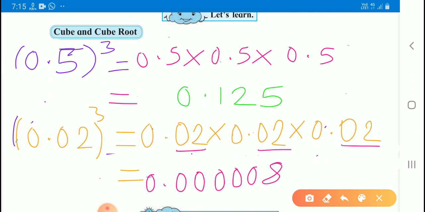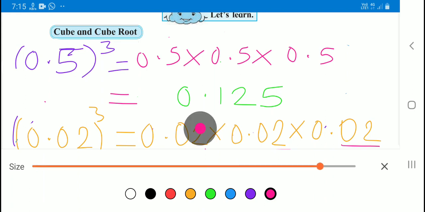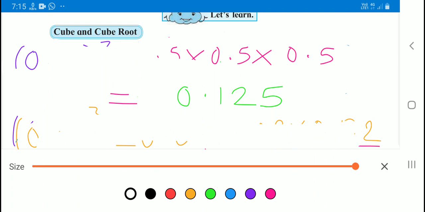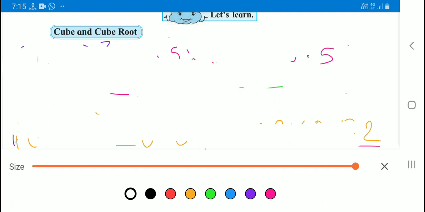One more example we will see for your understanding. Now I will take an example with a negative number, but in decimal form only we will see. So I will write the example here.